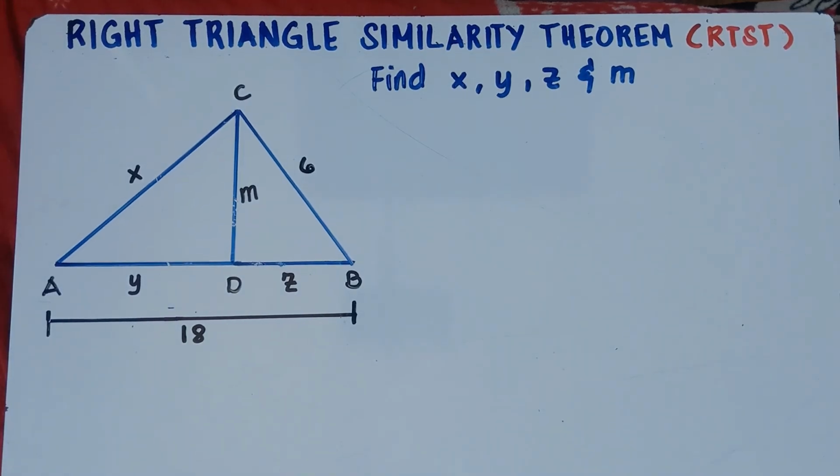Our topic for today's class is all about the Right Triangle Similarity Theorem, or we call this one RTST. So without further ado, let's do this topic. We are told to find x, y, z, and m in this given illustration.